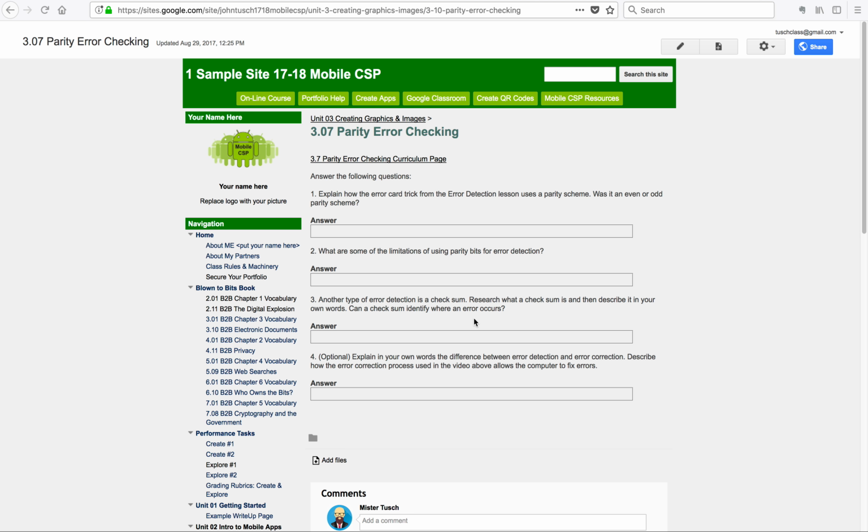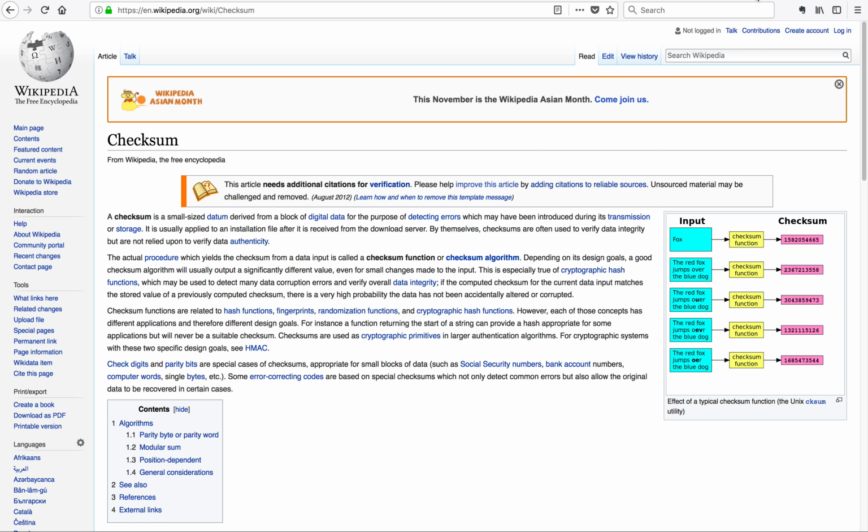And then this one here asks you to research checksum. Now, by research, I know a lot of folks can end up at this Wikipedia site right here. And that's really not a problem. We did ask you to research it, and this is not a scholarly piece, but it's a pretty simple explanation of it. But the big concern is that you put this in your own words.